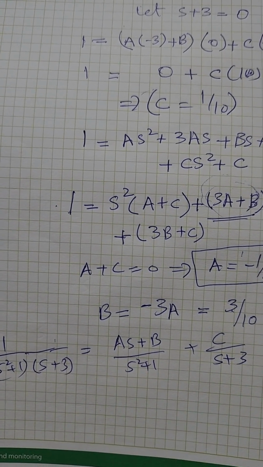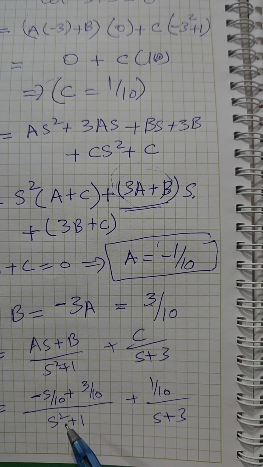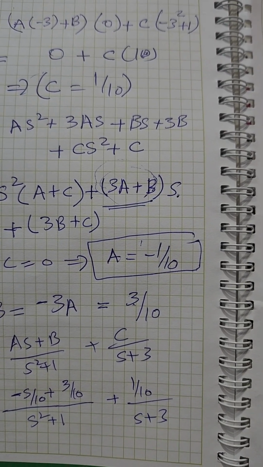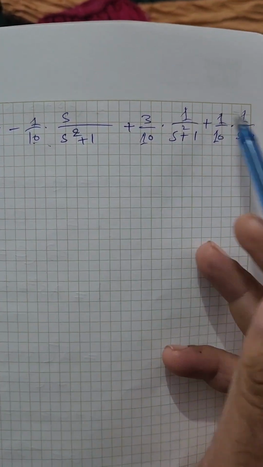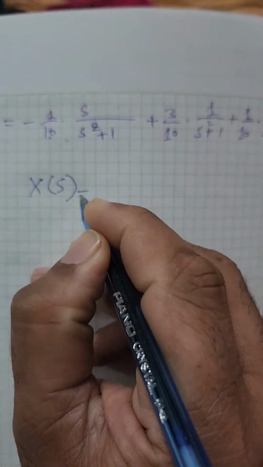Putting the values of a, b and c in the relation, we get minus s by 10 plus 3 by 10 over s squared plus 1, plus 1 over 10 over s plus 3. So we have come up with this relation, and this whole is equal to X of s.